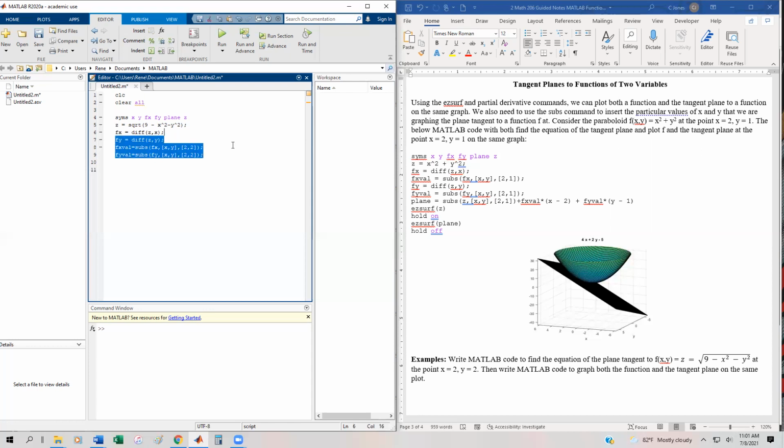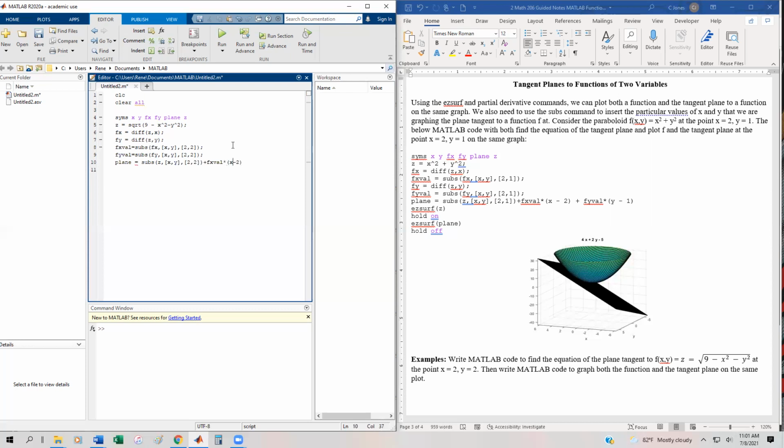Now that we have the derivatives and the values of the derivative at the point 2, 2, we can go ahead and build the equation of the plane. So the plane is going to be equal to, now we have to get z0, which is where we substitute back into z(x, y) the points 2 and 2. All right, so that's our z0 plus our fx val times x minus 2.